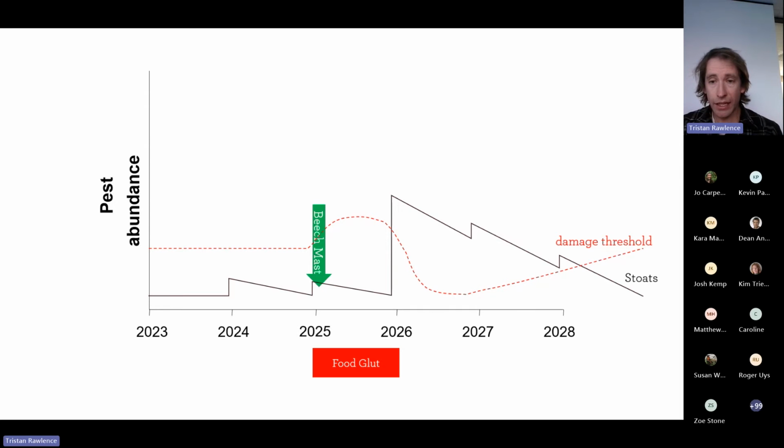And you can see that if we didn't do any management, which is the case on this slide, then we'd have quite a long period after the mast where stoats gradually decline and do a lot of damage to our stoat-sensitive species. So it's a long period of time above the damage threshold.